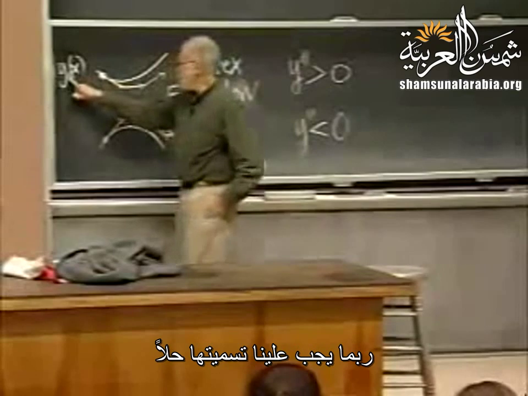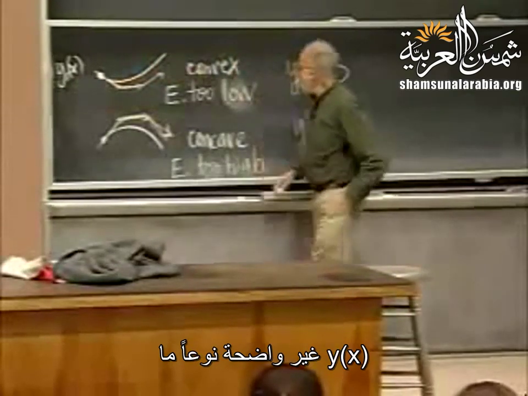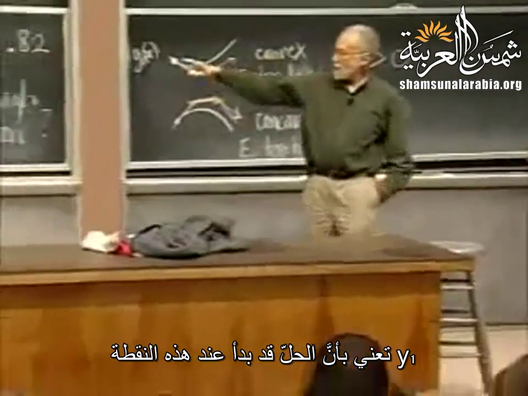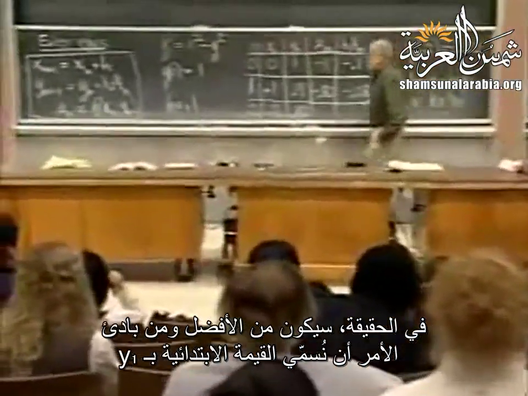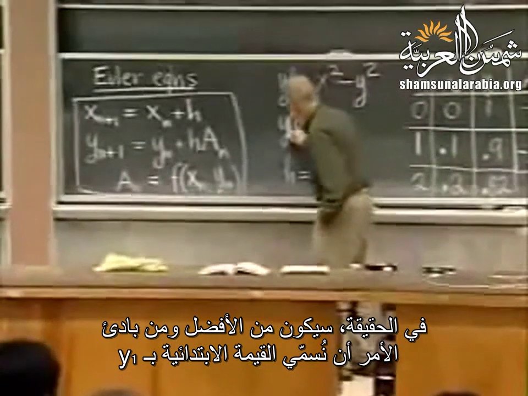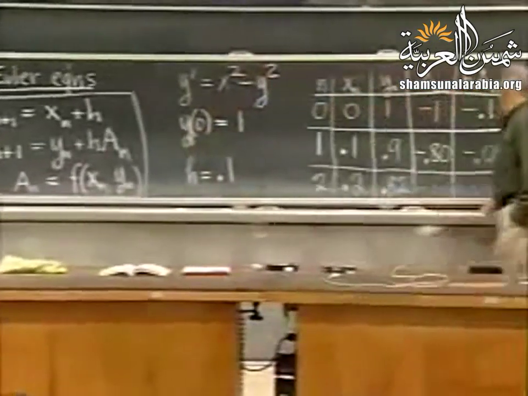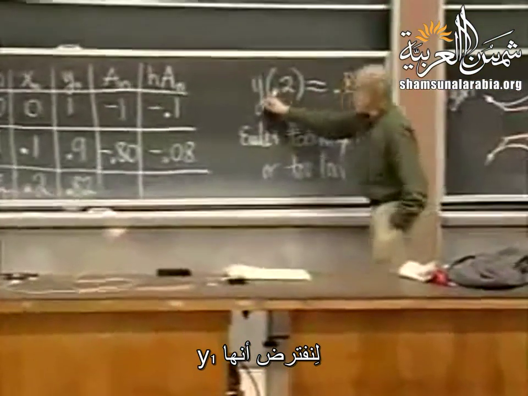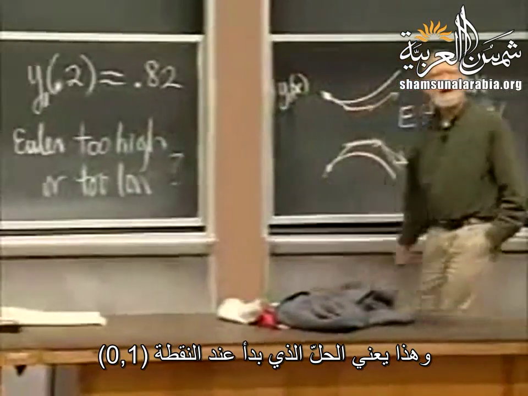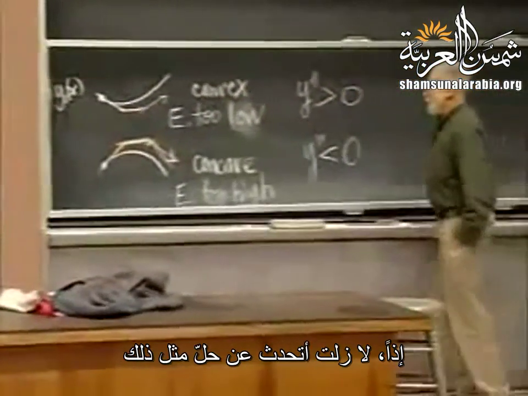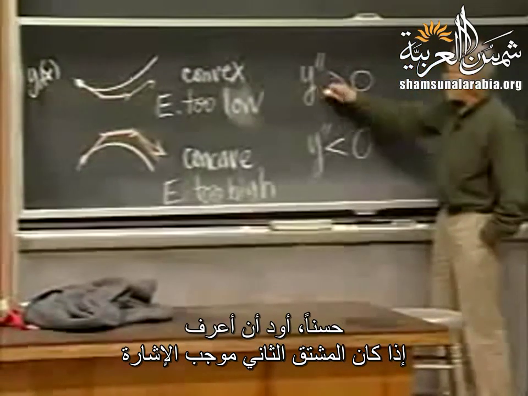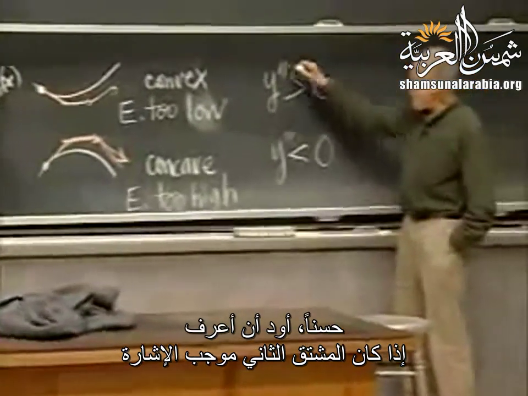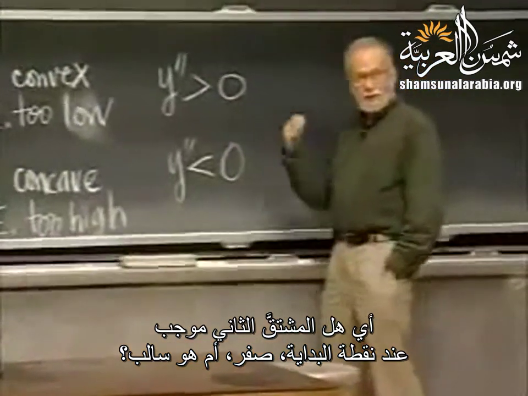We should probably call it a solution. Y of x is a little too vague. y1 means the solution that started at this point. So in fact, probably it would have been better from the beginning to call that y1, except there's no room. y1, let's say. That means the solution which started out at the point 0, 1. So I'm still talking about a solution like that.